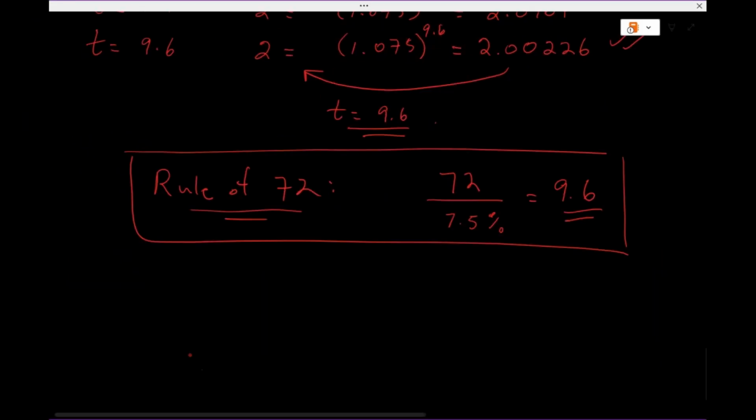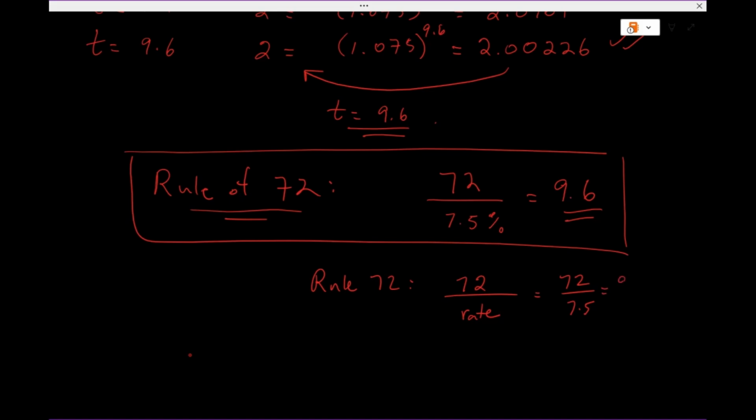I want to make sure: the rule of 72 is 72 divided by the interest rate, but without the percentage. For example, in the top example it will be 72 divided by 7.5. It's not a percentage. You don't use the percent in the calculation. You just use 7.5 only. This is why you get 9.6. Okay, make sure you do that.